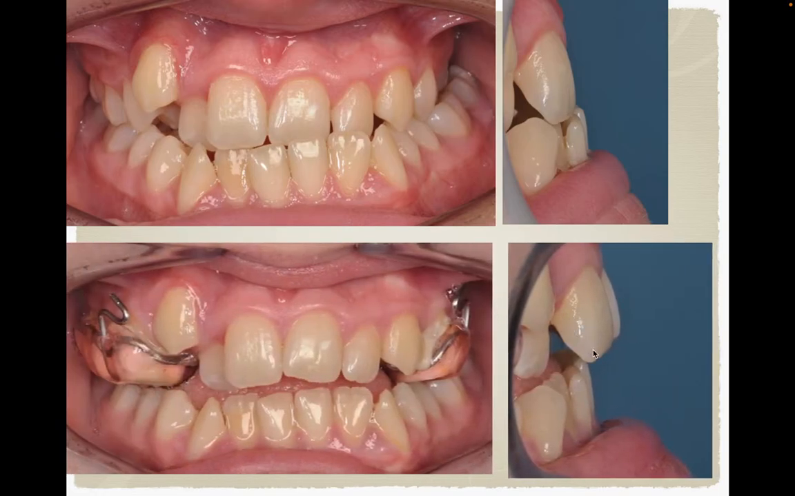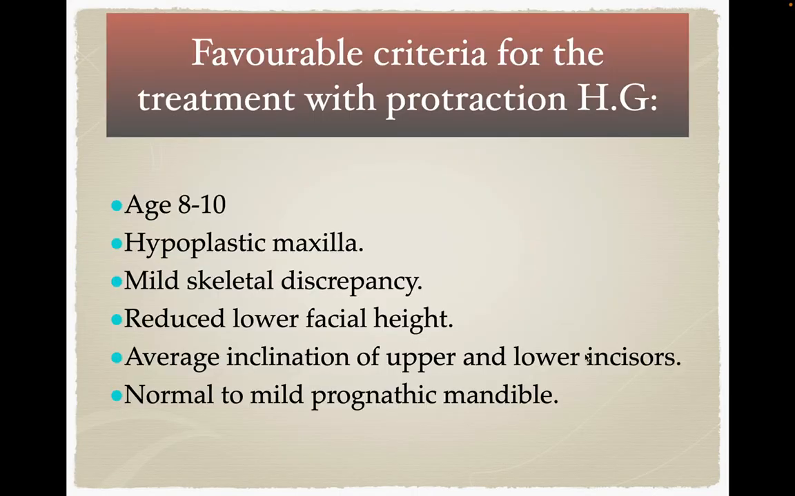So as you can see here, the open bite is increased. Here's the RME, and here's the positive overjet.